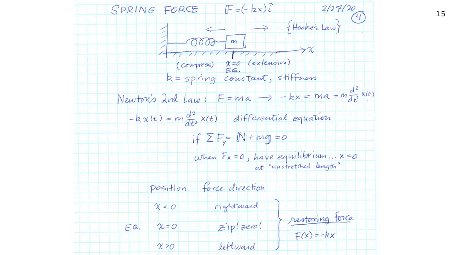Now that's important for us because of Newton's second law, which is F equals ma, all right? And I'm dropping the vectorness in this because we're in one dimension. So that becomes, for us, minus kx equals ma.